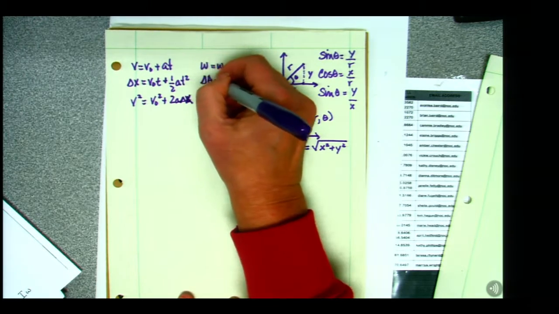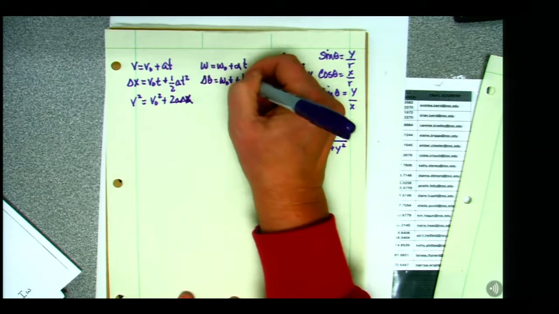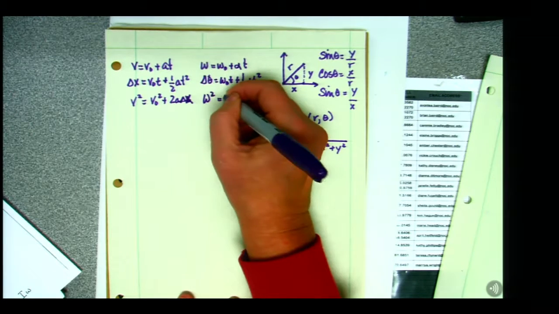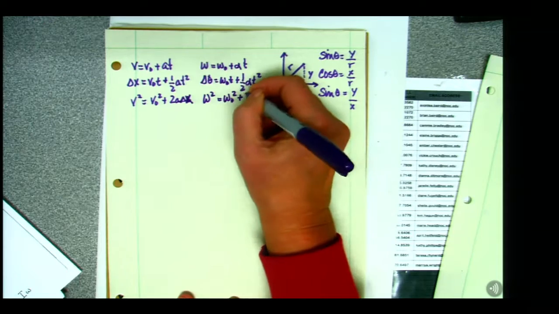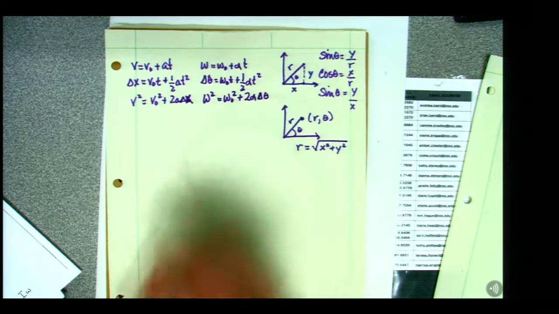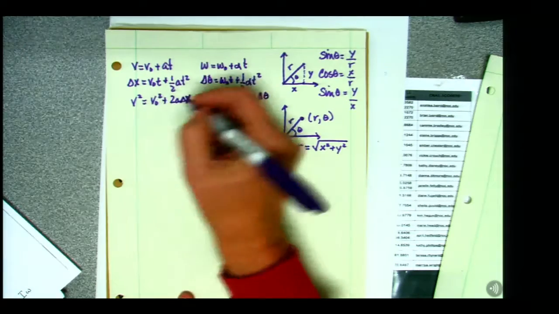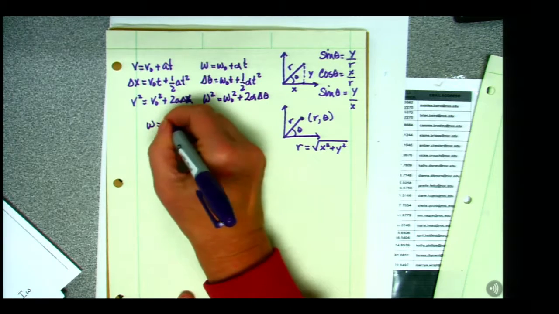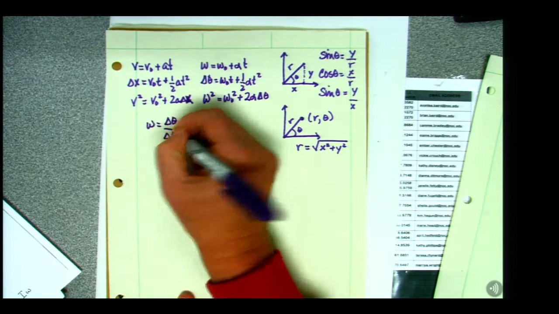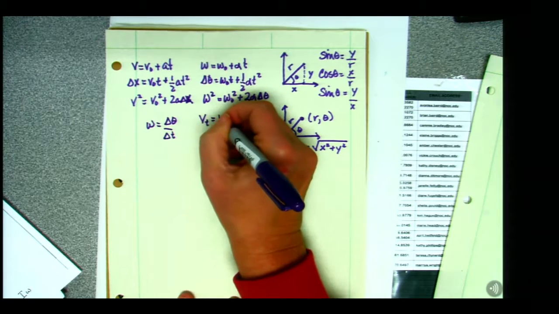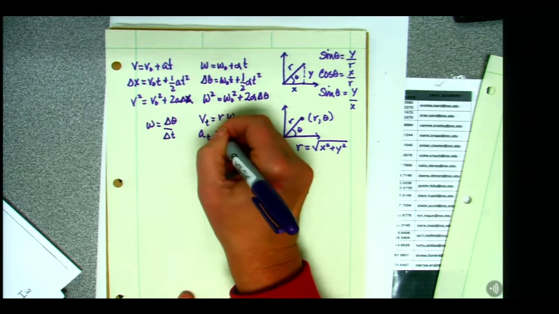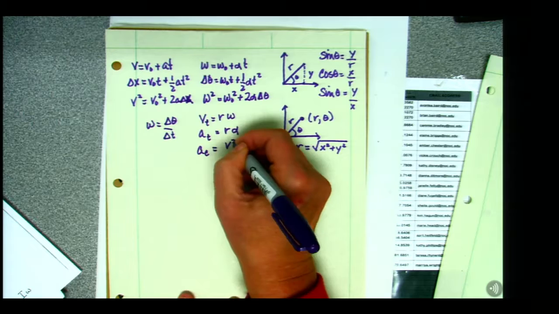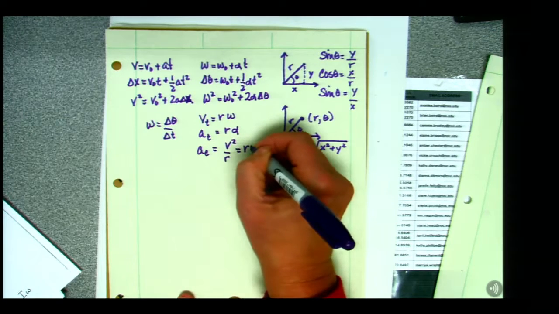Change in angle is equal to omega naught times time plus 1/2 alpha t squared. And I've got omega squared is equal to omega naught squared plus 2 alpha times my change in angle. And we also have that omega is equal to a change in angle with respect to time, and that velocity tangential is r omega, acceleration tangential is r alpha, and we have a centripetal acceleration as v squared over r, which is also r omega squared.